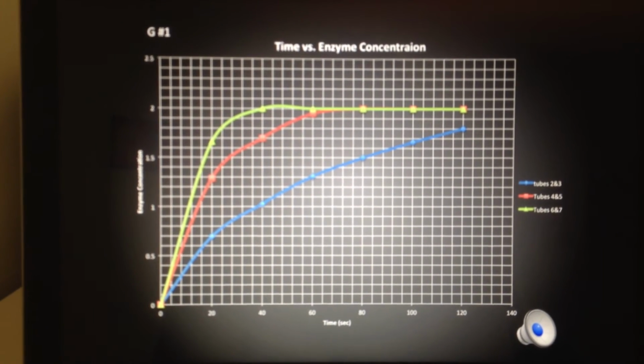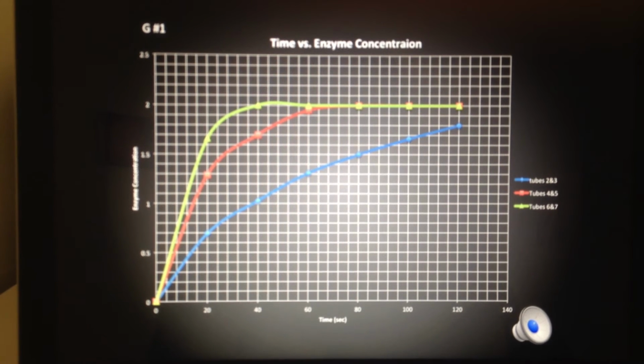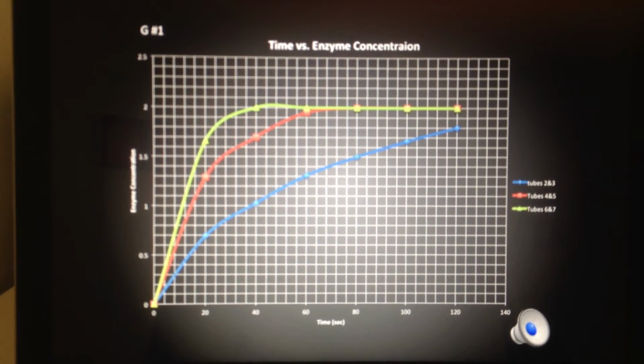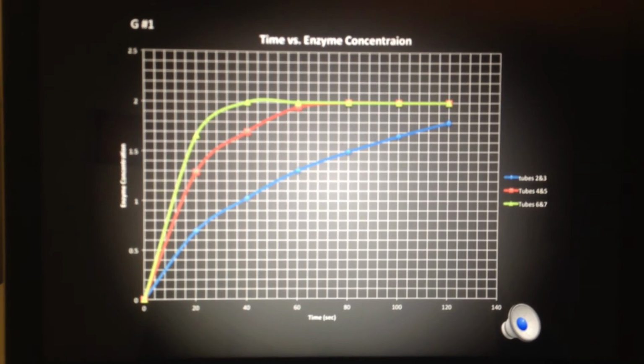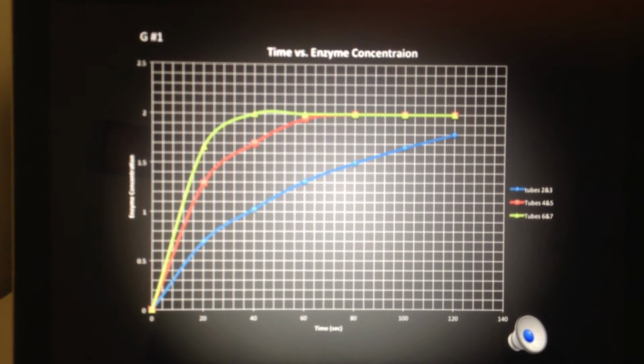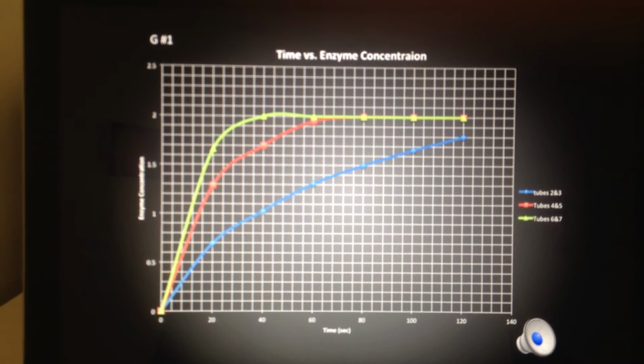This graph shows time versus enzyme concentration. Test tubes 2 and 3, the blue line, is the most linear because it is the optimal concentration of enzyme. This concentration, 0.5, was then used for the experiments on temperature and pH.